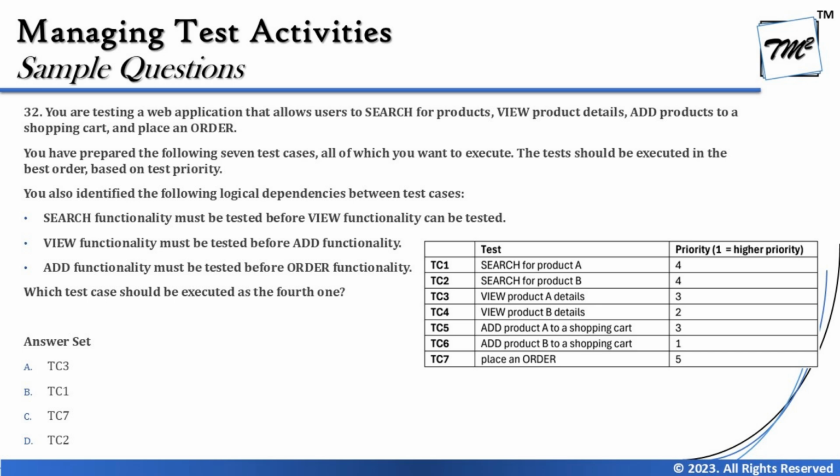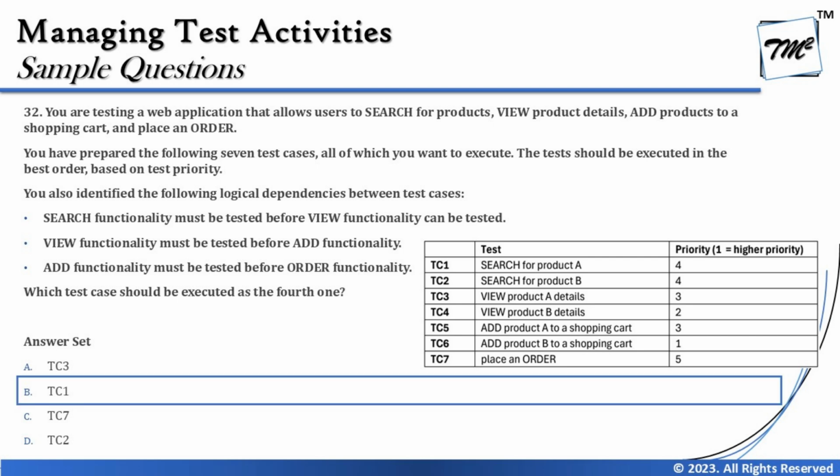So if I look at the sequence once again, it's going to be TC2, TC4, TC6, then TC1, TC3, TC5, TC7. In this case, TC1 takes the 4th position in the sequence of execution. And with that being discussed and context being clear, the right answer to this particular question is B, that is TC1, with the name search for product A, will be executed as the 4th test in the final order of execution.